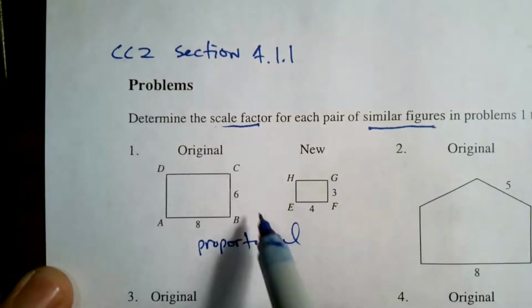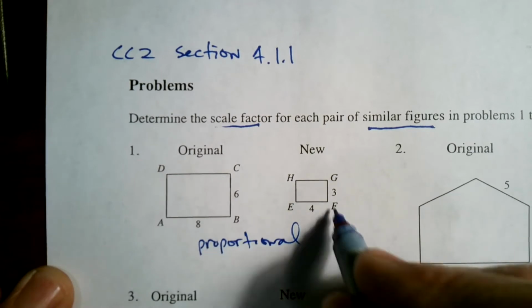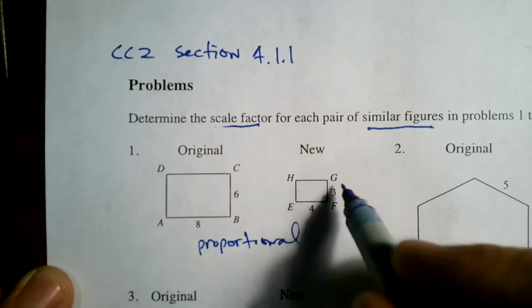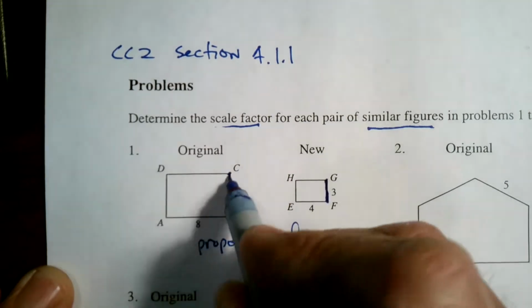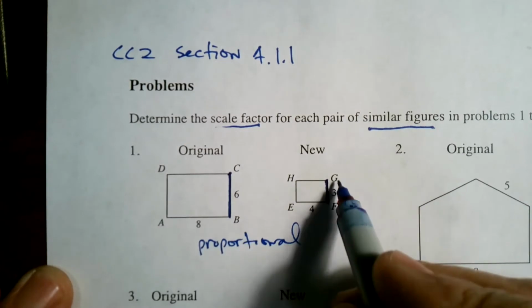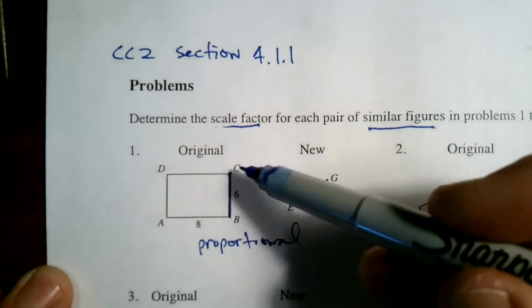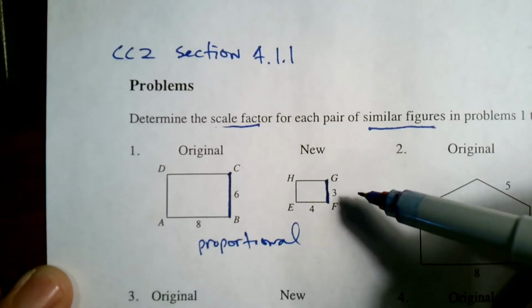What does proportional mean? Proportional means that the ratio of the sides are equal. When I talk about corresponding sides, that would be the same location of the side length on each of the figures. So this side here, G to F, corresponds to C to B because they're both in the same location on their respective figure.